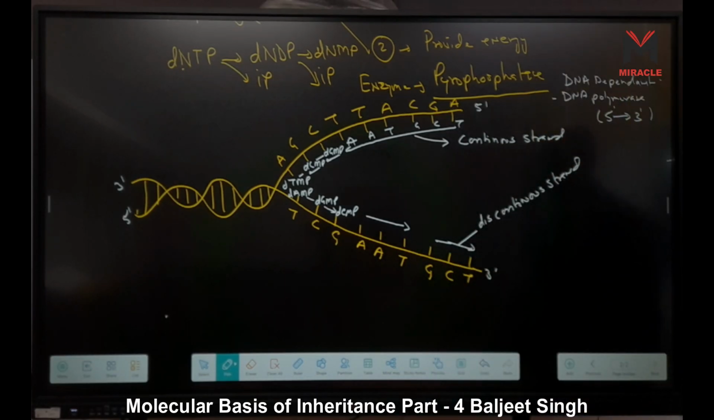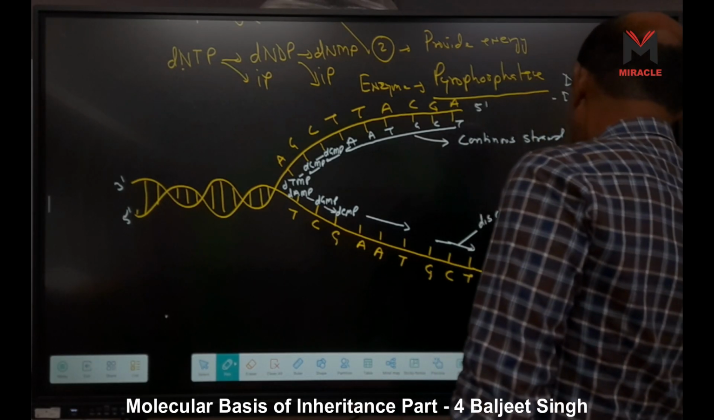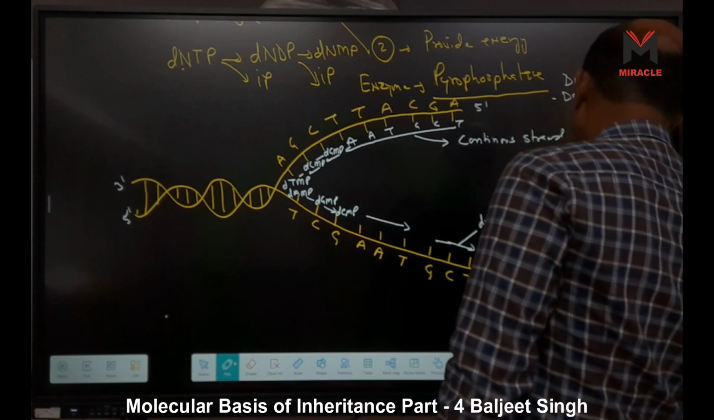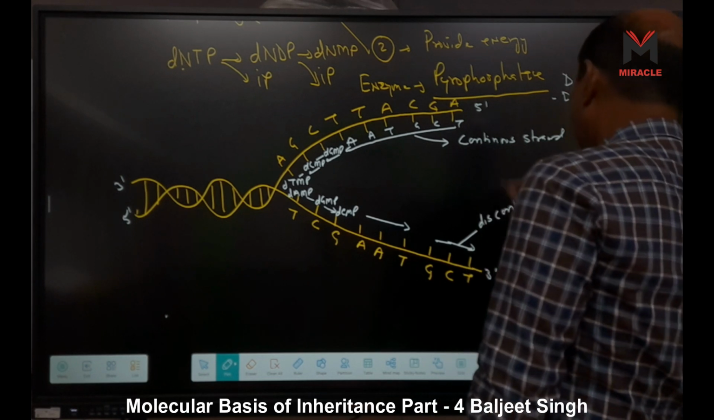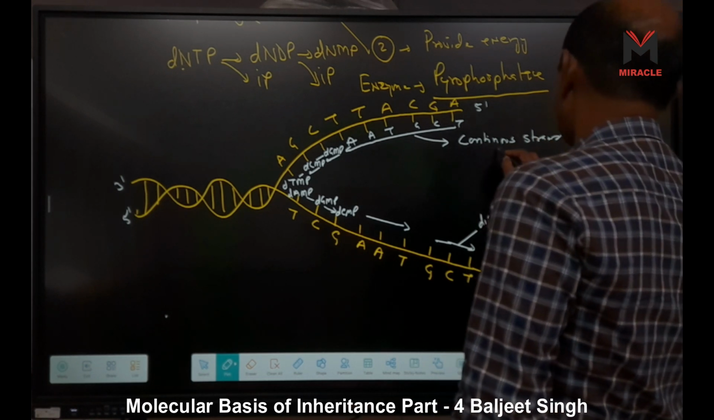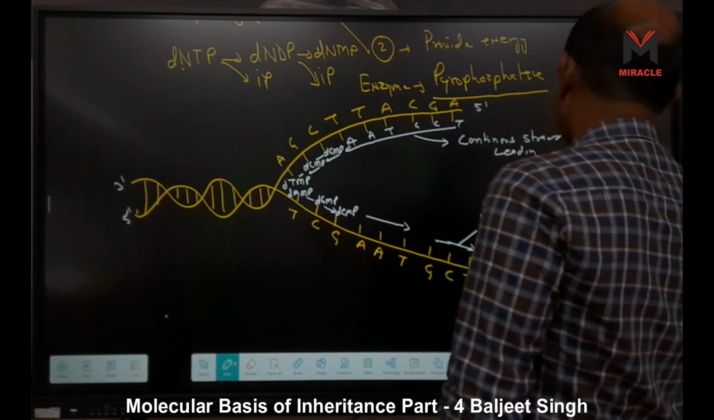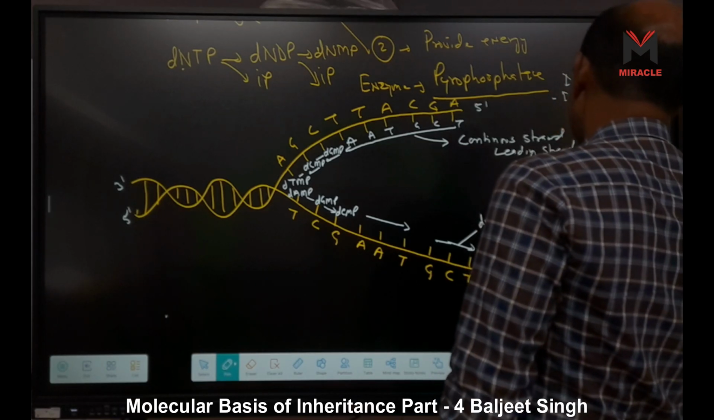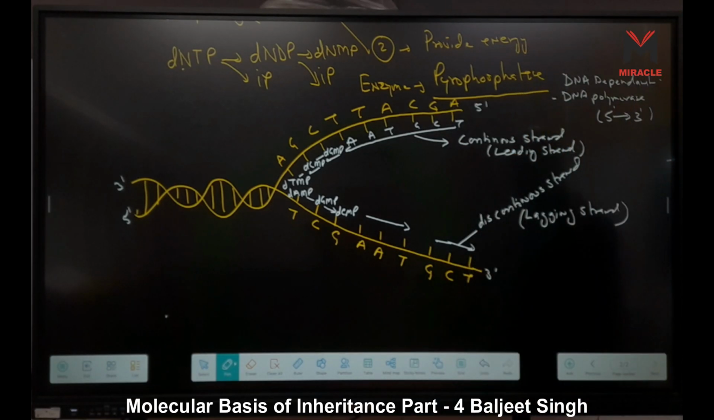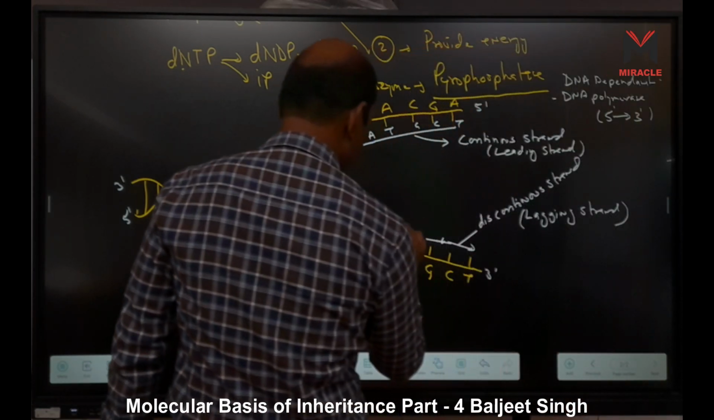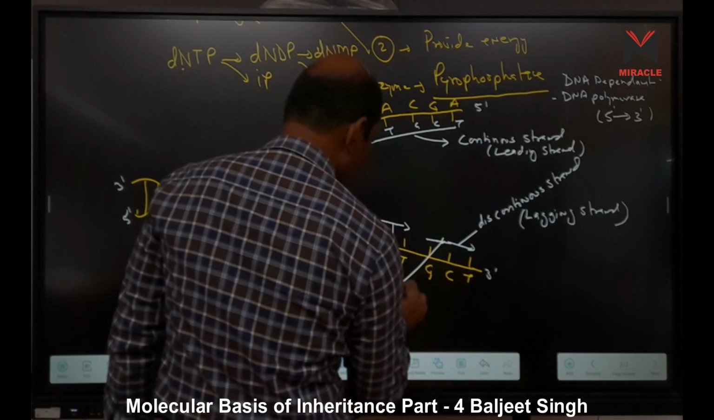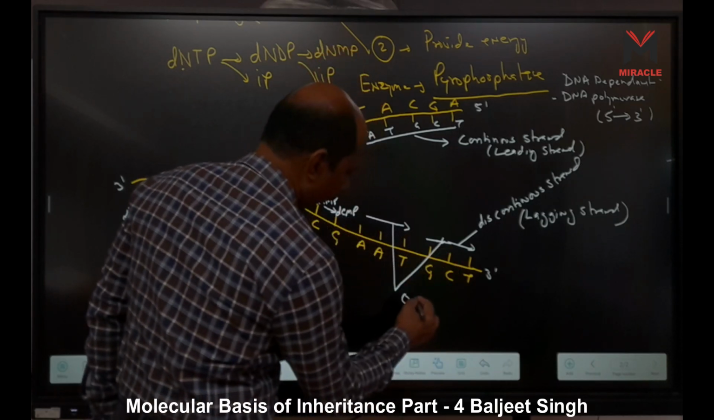This one is called the discontinuous strand, right? Another name for it is the lagging strand, and this one is the continuous strand. This strand is called the leading strand, right? Because here fragments are formed. These fragments are called Okazaki fragments.